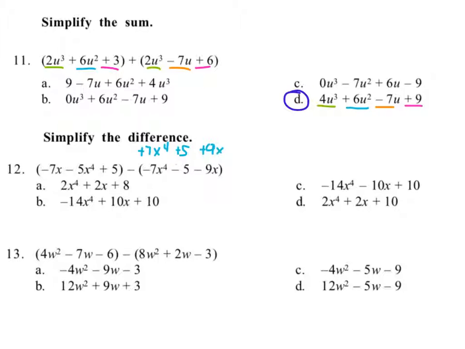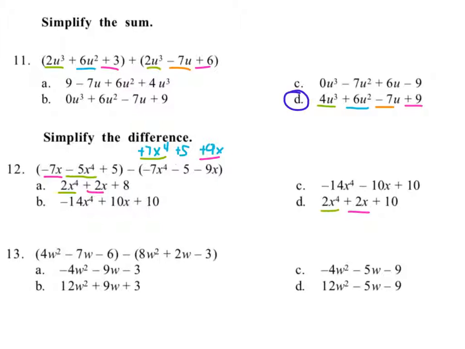We have x to the fourth terms. We've got negative 5x to the fourth and positive 7x to the fourth. Negative 5 plus 7 is 2, so 2x to the fourth. A has that, so does D. Let's do the next one. The next term is an x term. We've got a negative 7x here and a positive 9x here. Negative 7x and positive 9x is positive 2x. A has that. So does D.